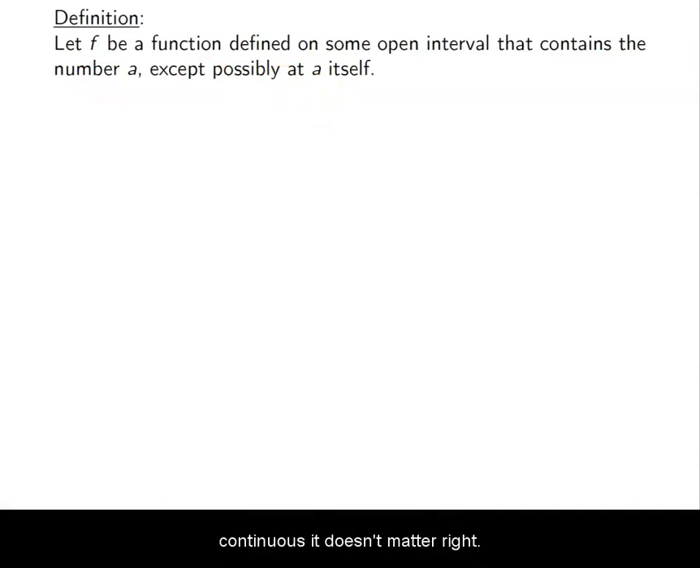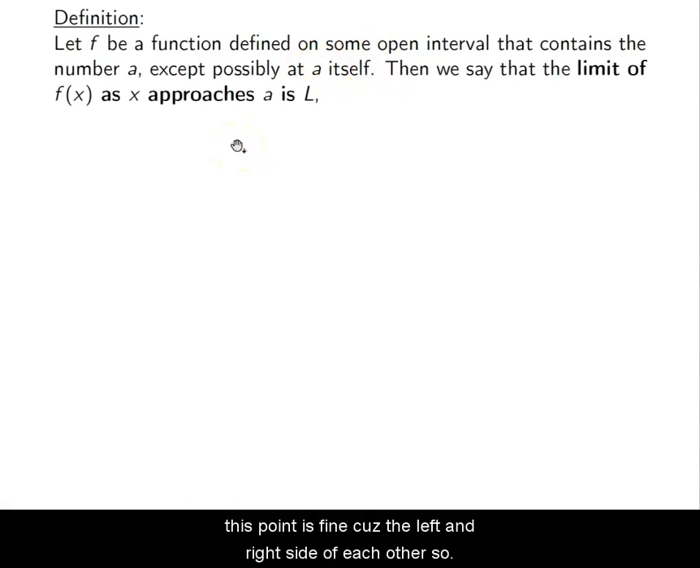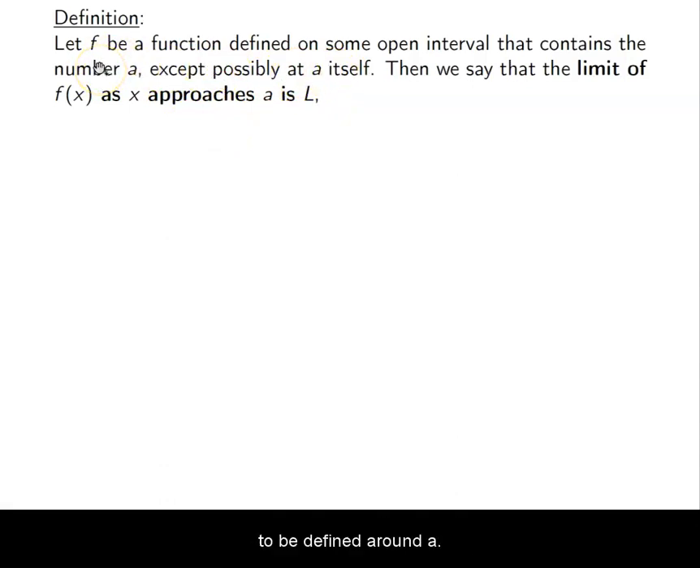It doesn't matter, right? Because for limits, remember, the function doesn't have to actually exist at that point. We just can't have a jump discontinuity or a vertical asymptote. Okay, but a hole or actually being defined at this point is fine because the left and the right side limits agree with each other. So for the definition of a limit, we don't have to exist at a, but we have to be defined around a, basically.